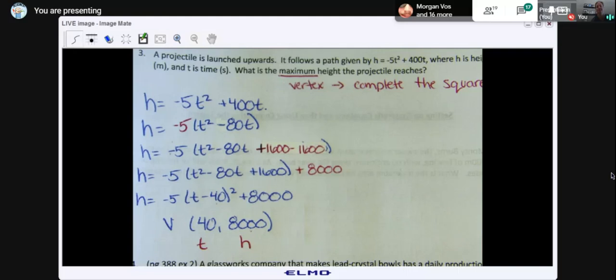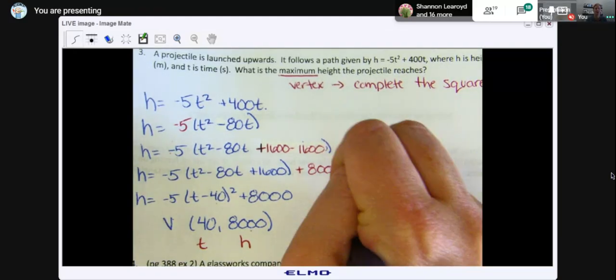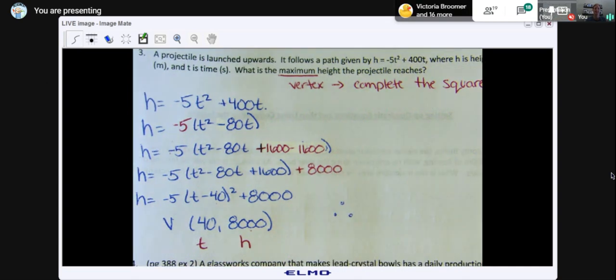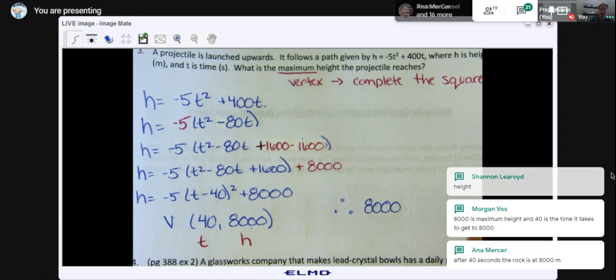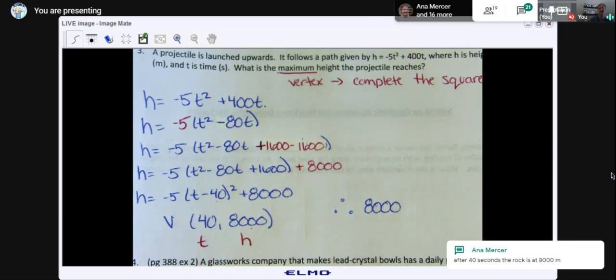The maximum what, Shannon? 8,000 is the maximum what? Height, yeah. And yeah, Morgan and Anna, you've pointed out that it hits that maximum height at 40 seconds. Good. So 8,000 meters is the maximum height of the projectile.